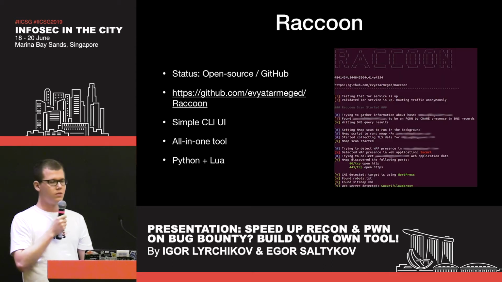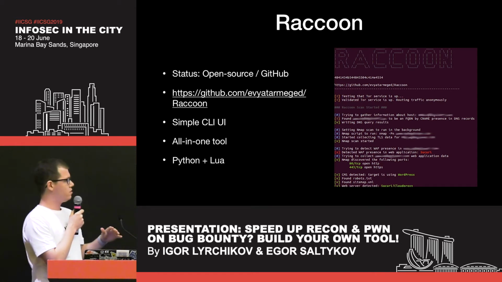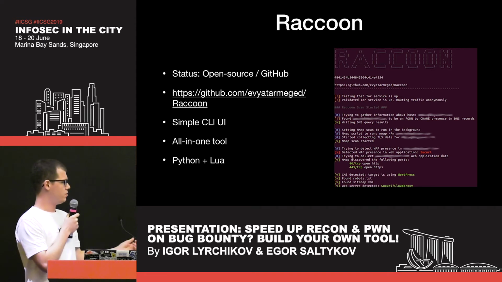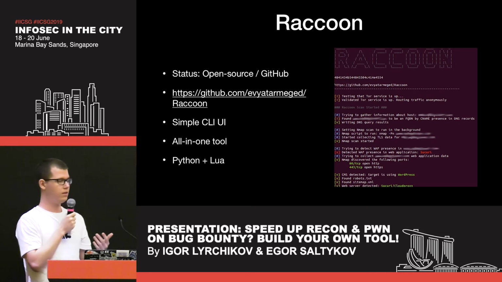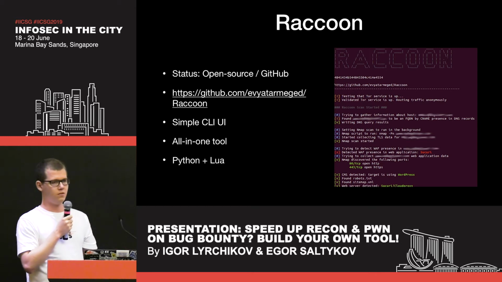The next thing is Raccoon. It's still open source on GitHub. It has a very simple console UI. To be honest, it's just a launcher for several tools that creates one output using Python and Lua scripts. So it's very good for initial checks of anything you want to check for the first time, and it saves a lot of time. For example, if you found a new scope and want to make initial recon, you can launch it for the whole night, wake up and start working.